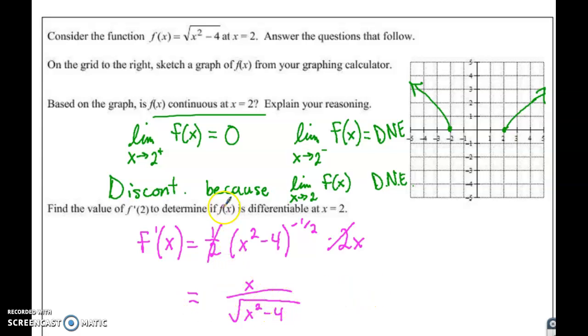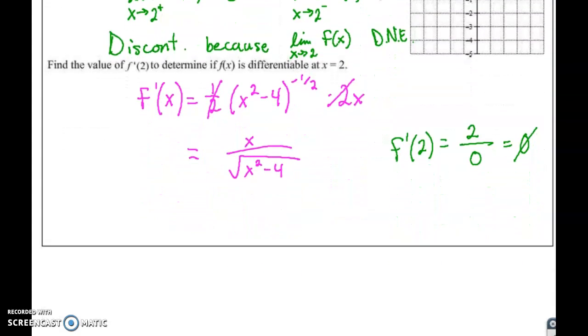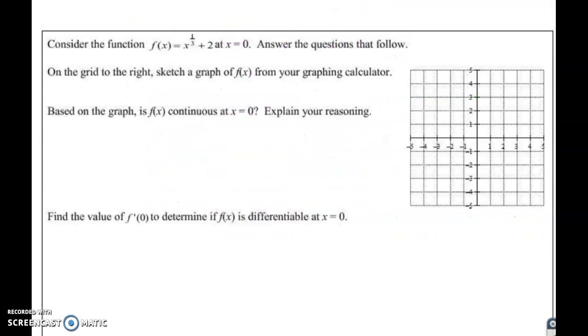And now when you plug in 2, f prime of 2 would equal 2 over 0. Oh wait, that's undefined. So analytically, the derivative does not exist here. So it was not continuous, and it was also not differentiable. Well, what if we looked at this function, x to the 1/3 plus 2, at x equals 0?